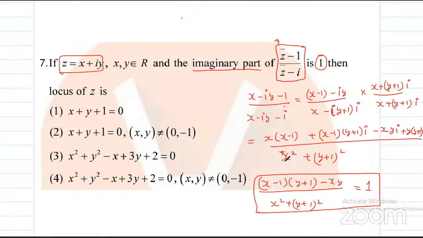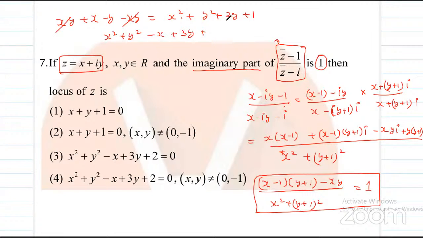You just have to simplify this result and then you'll get some equation. Can you try this, and see which of the following options matches? So do the simplification, you get xy plus x minus y minus xy minus 1, which has to be equal to x square plus y square plus 2y plus 1. The xy will get cancelled. So we have x square plus y square minus x plus 3y plus 2 is equal to 0. So this itself is the locus of z. Clear. So hence option 4, D, is the right answer.